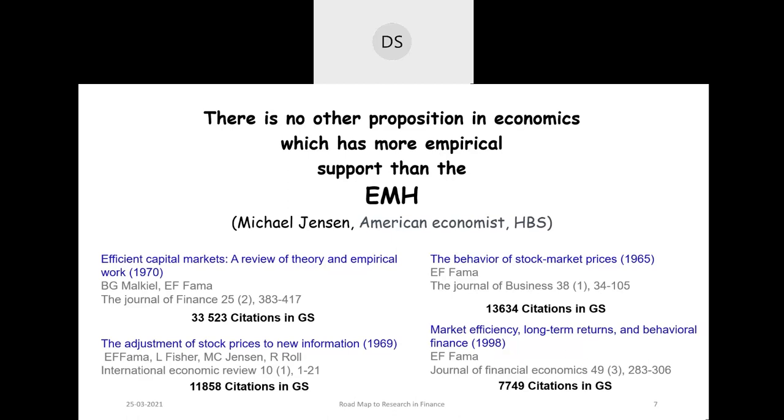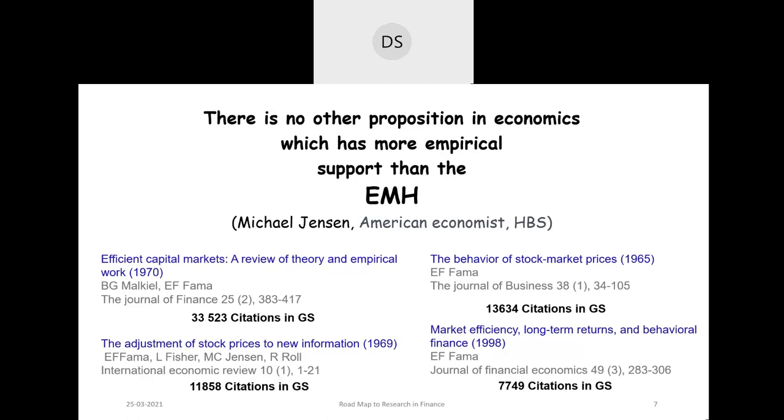What does this convey? This can be taken as an acknowledgement, in the sense that he was talking about the empirical research in finance which has been carried out by finance researchers globally to test this efficient market hypothesis. And his initial work, Efficient Capital Markets: A Review of Theory and Empirical Work, the 1970 work by Fama, has 33,523 citations in Google Scholar.